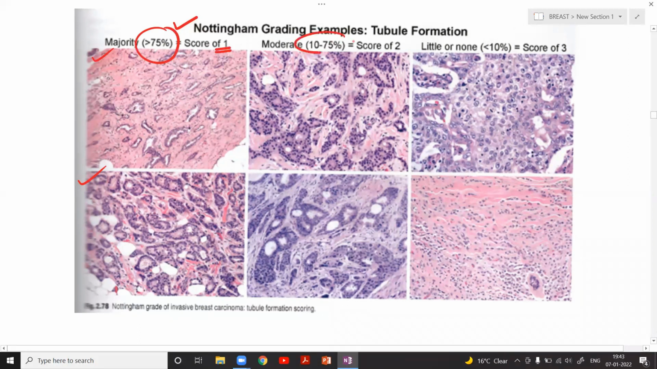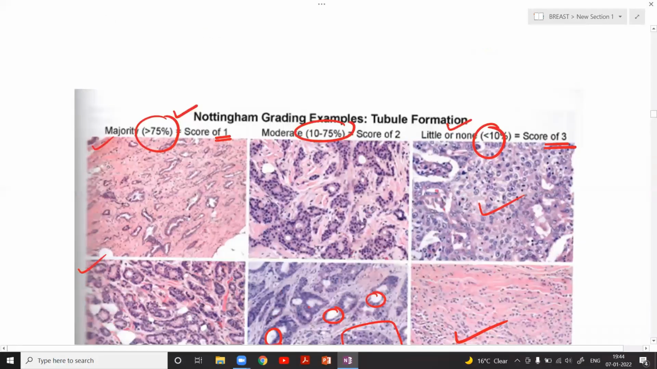In the moderate variety, 10 to 75% should comprise. If you see, there are some areas which are well defined and they form like tubules, but there are certain areas which are solid also. So it is between 10 to 75%. In that case, it becomes moderate. And if the tumor contains little or very less areas of tubule formation, if maximally they have cells which are either scattered or in solid sheets, so less than 10% tubule formation, the score is given as score 3. So I hope you know how the tubule formation scoring is there, and I hope you remember this.